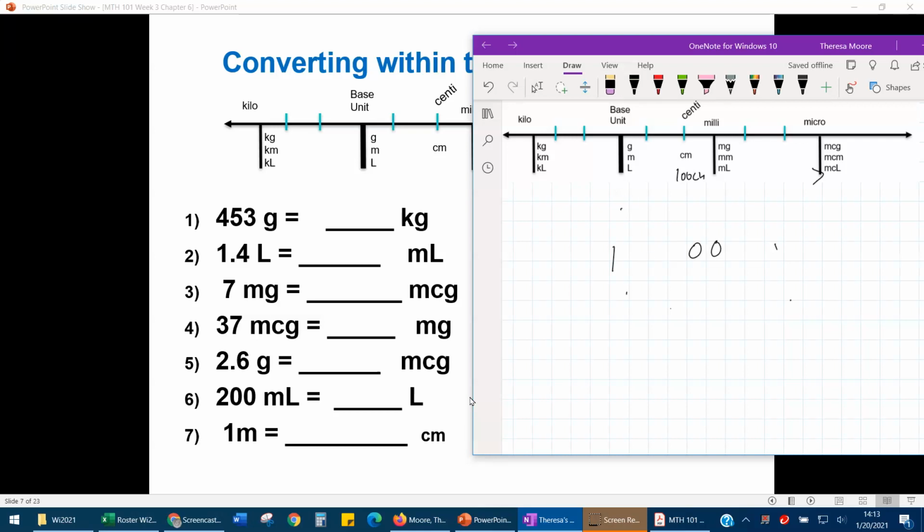Okay, so each of these lines is 1 decimal place, or you could think of it as multiplying by 10. So when you're going from kilo to base, you're multiplying by 10, by 10, by 10. That's 10 times 10 times 10. That's why the whole jump itself is multiplying by 1,000.